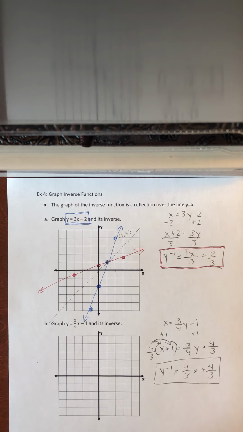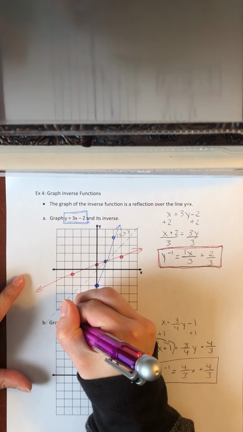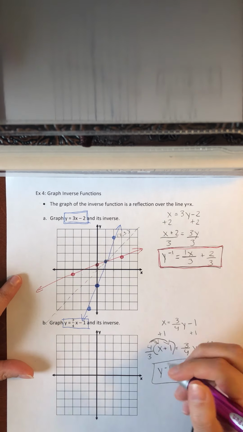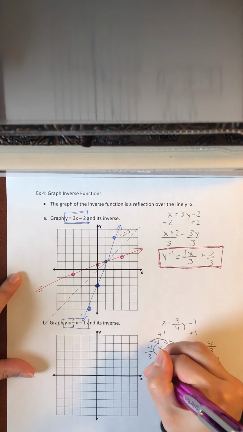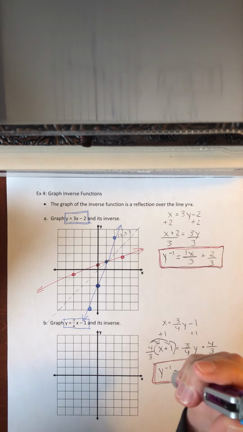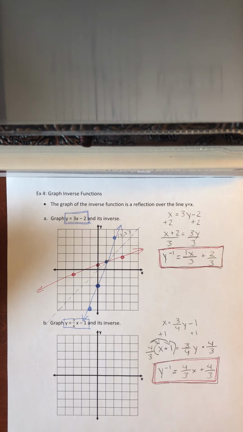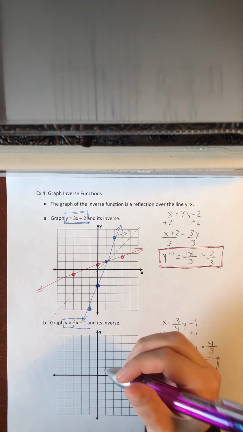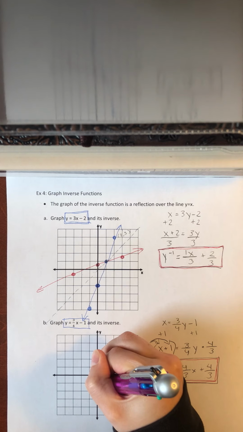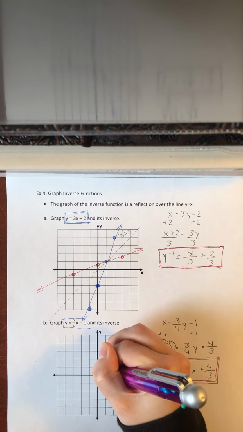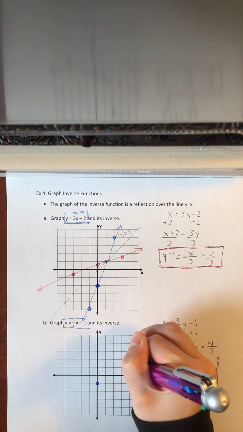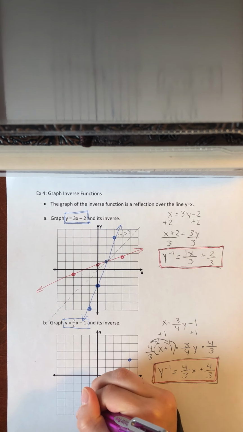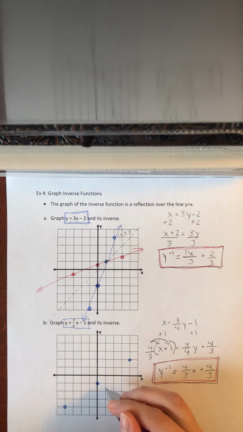Okay, once again I'm going to graph this function in blue, and then I'm going to graph this function in red. Okay, so starting with this first function here, down 1, and then we're going to go up 1, 2, 3, right 1, 2, 3, 4. Go the opposite way, down 1, 2, 3, left 1, 2, 3, 4. Connect the dots.